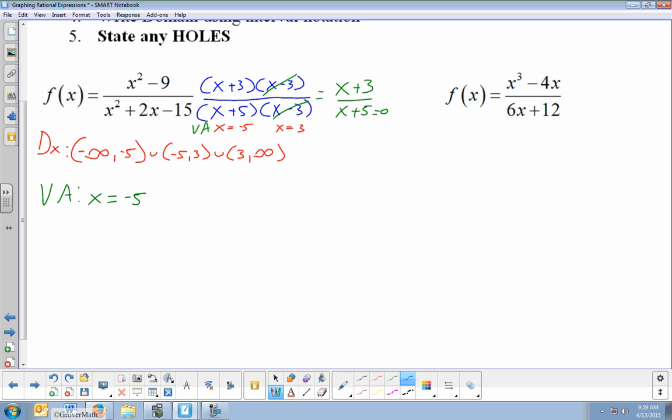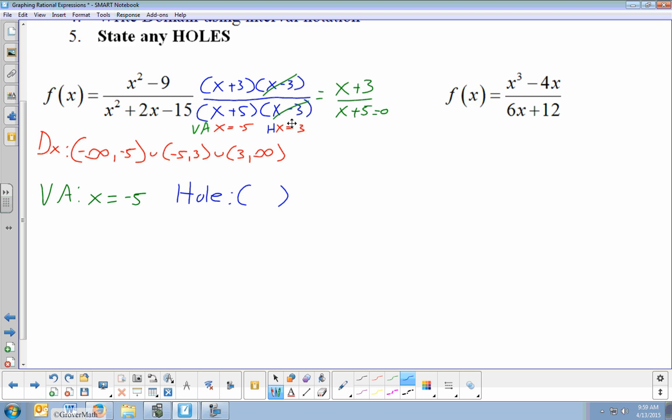But the hole is going to come from the thing that did cross out. So you see how x minus 3 crossed out because it was a common factor with the numerator and the denominator. Now, it's still a restriction. If you plug in 3 for x into our original equation, you still get 0 down here. So it's still in the restriction from the domain. But because it got crossed out, it is not listed as a vertical asymptote. Instead, it becomes a hole. But a hole is not a vertical or horizontal line like asymptotes are. A hole is a coordinate.